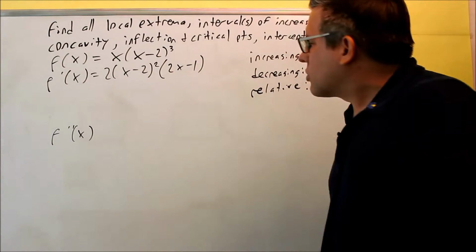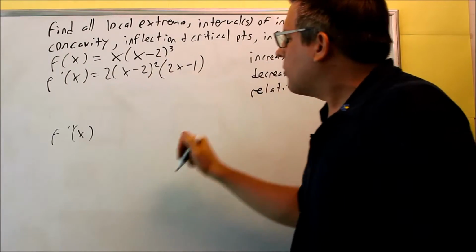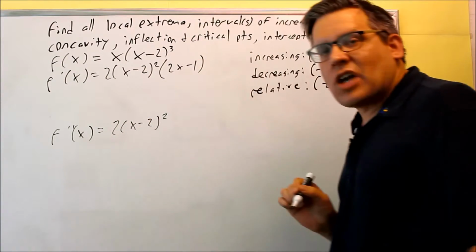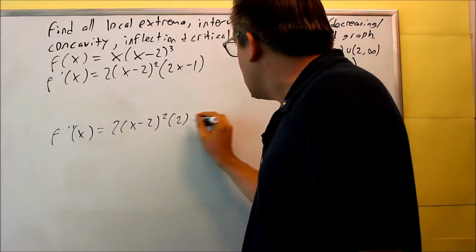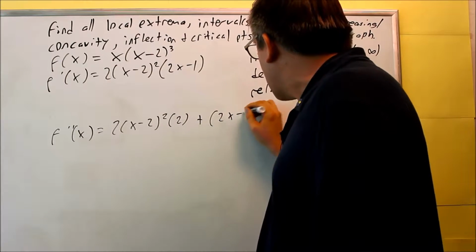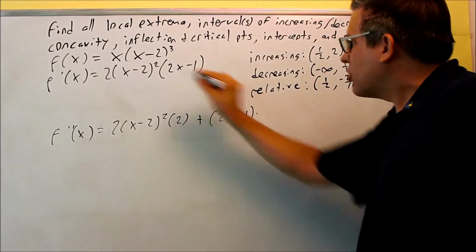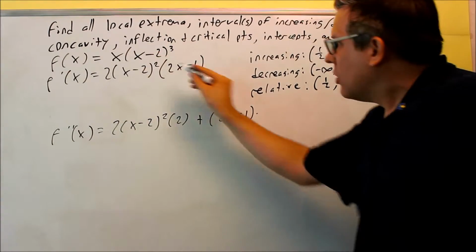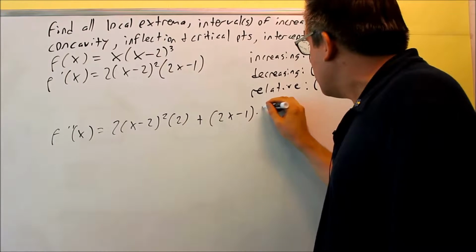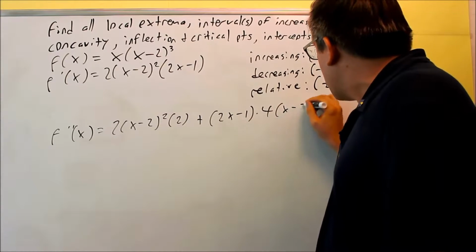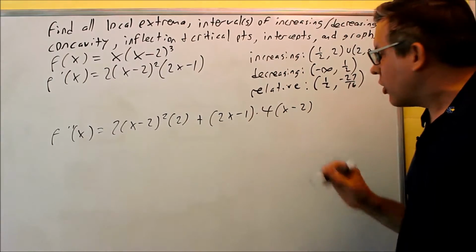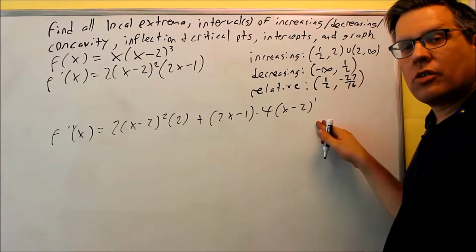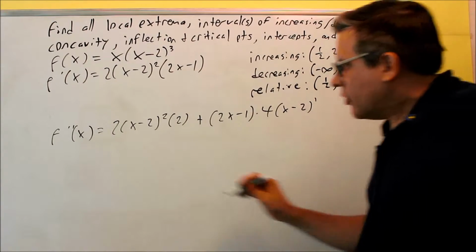Alright, so when we do this, here's the first piece and here's the second piece. I have the first piece times the derivative of the second. The derivative of the second is 2 plus the second piece, 2x minus 1, times the derivative of the first. Derivative of the first is going to involve a chain rule. 2 comes down, multiplies by 2, I get a 4 there. X minus 2, subtract 1 from that power, and I get a 1. This is going to be the whole thing using the product rule for the second derivative.